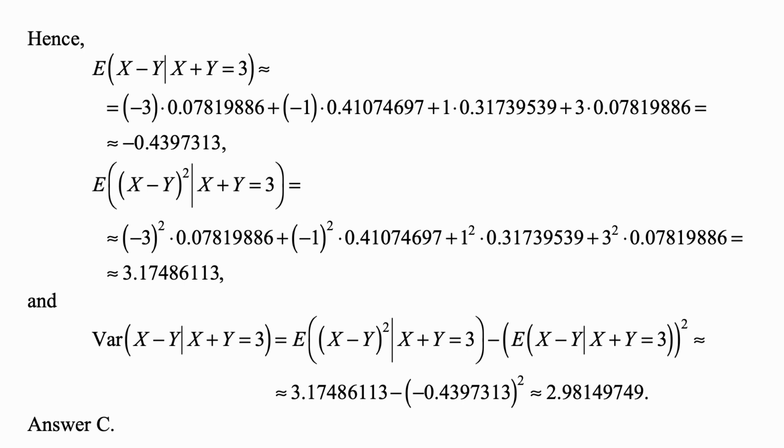3.17486113. And the variance of X minus Y, given that X plus Y equals 3, is the second moment we just calculated minus the square of the first moment. So it's 3.17486113 minus negative 0.439713 squared, and this comes out to be approximately 2.98149749, and that's answer C.